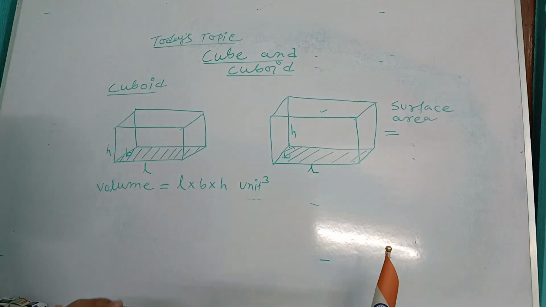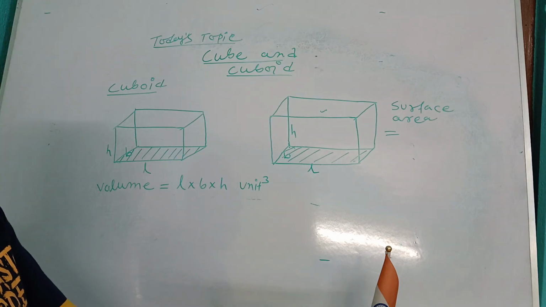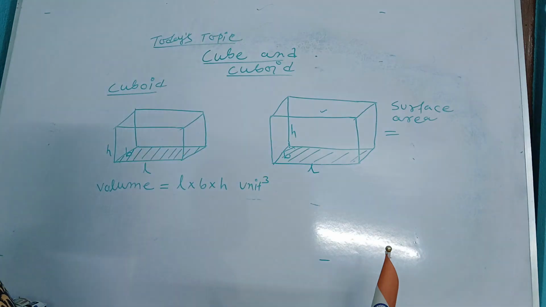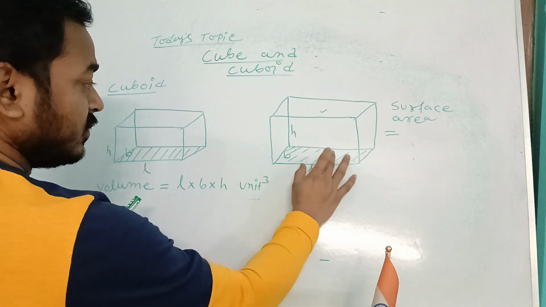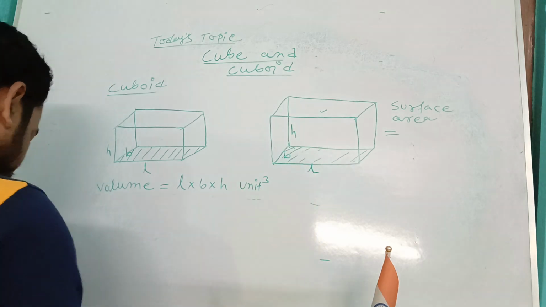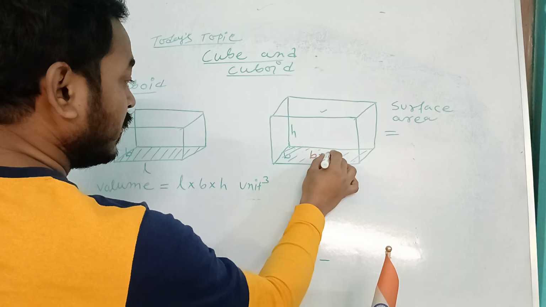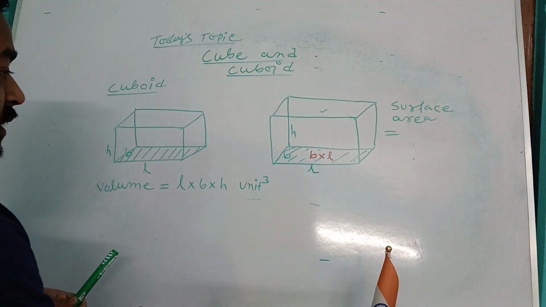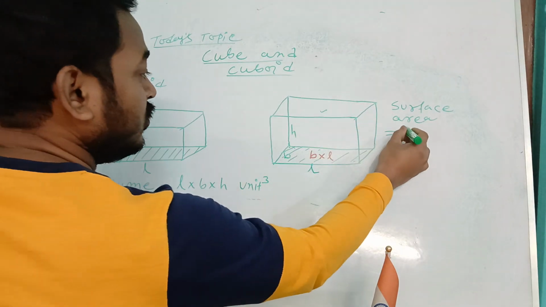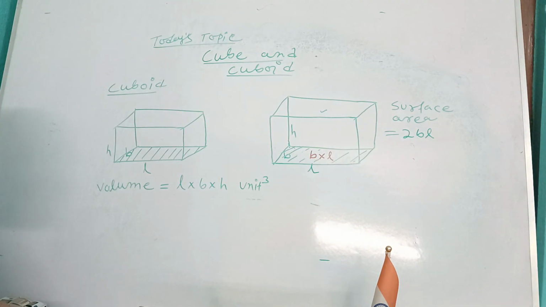Suppose you are sitting inside a room or standing inside a room, the area of the floor and the area of the roof are the same. So similarly, the area of this, what we can write, it is B into L. So the upper surface is also B into L. So we can write the surface area as 2BL, meaning breadth into length.